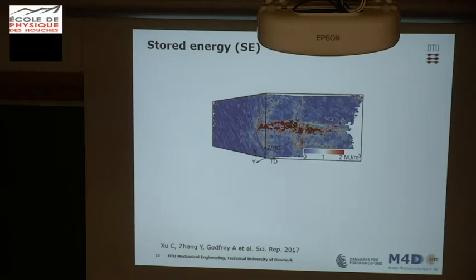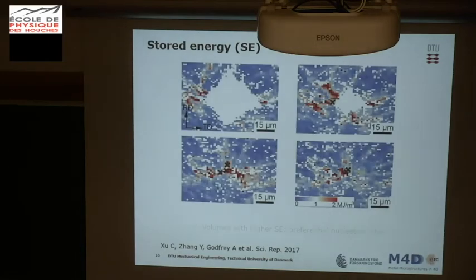And the cross marks where the nuclei come from. If we look into details, here is one nucleus and several of them here. What we observe is that most of the nuclei come from a place where the stored energy was relatively high. But we can also see that not all the high stored energy stimulates nuclei. It's only a few of them.